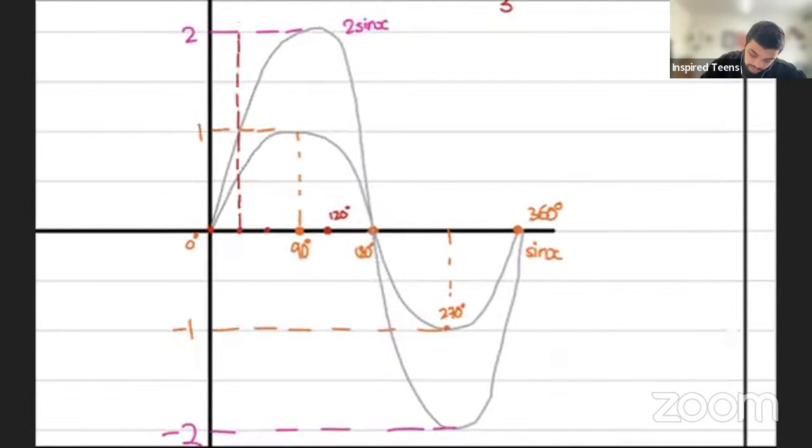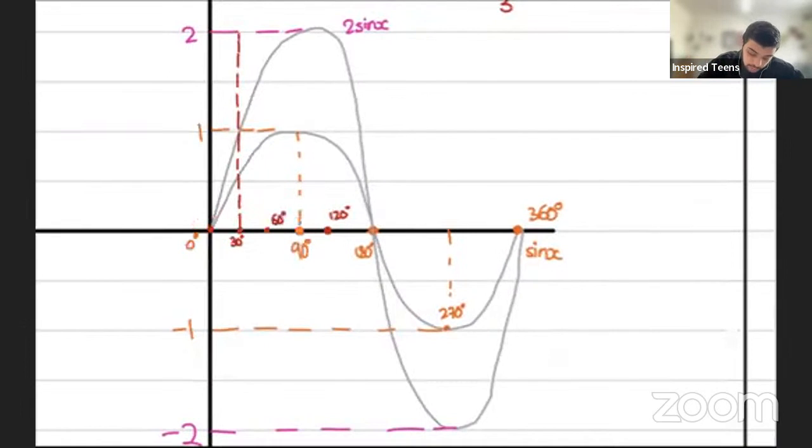So let's label these 30, 60, 90, and 120. We start off at 0, intercept, turning point, intercept. 90 is going to be a turning point, and 120 is going to be an intercept. Those 4 different sections of my graph.